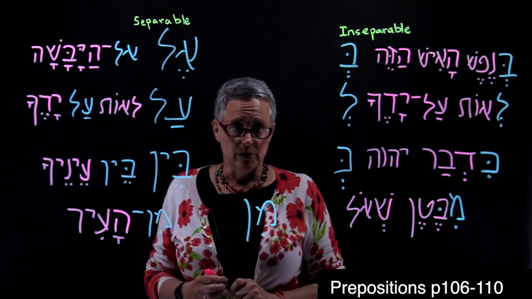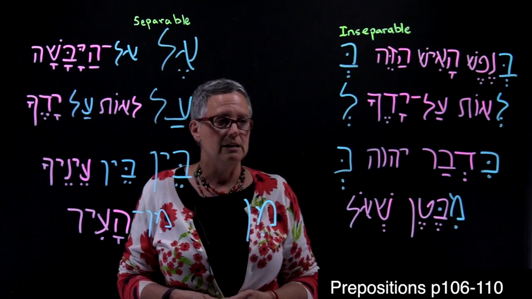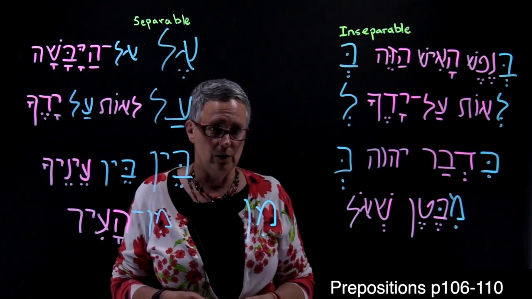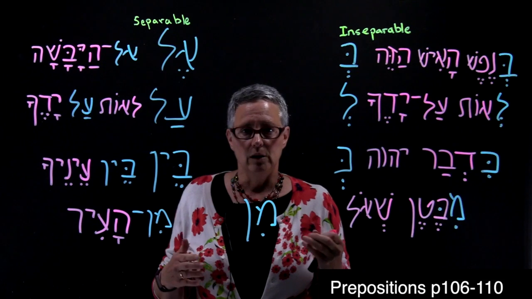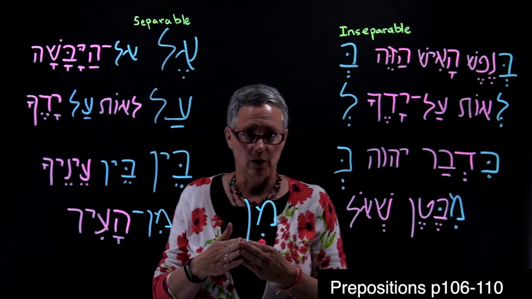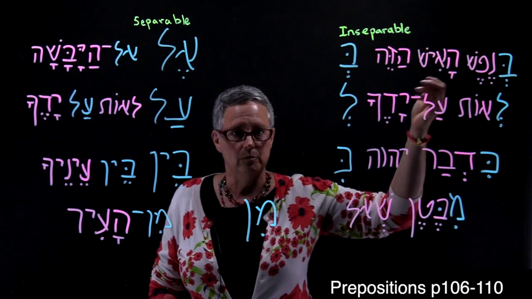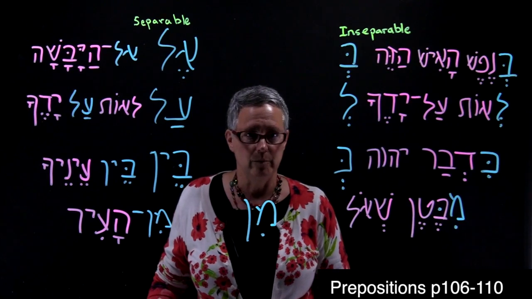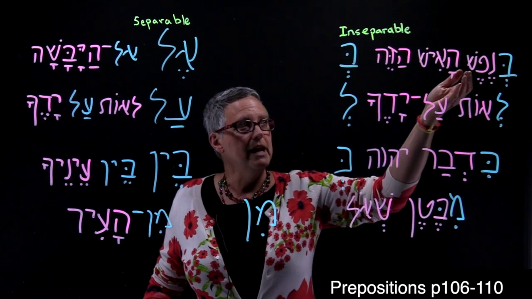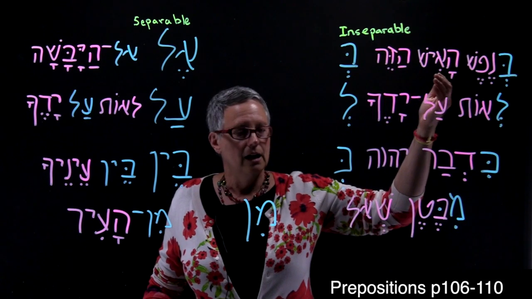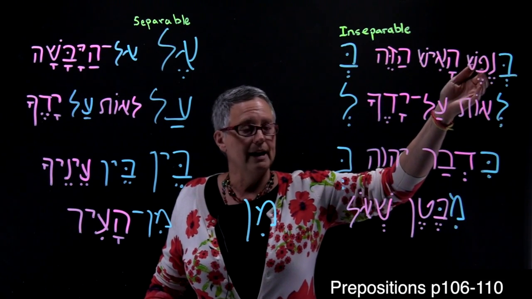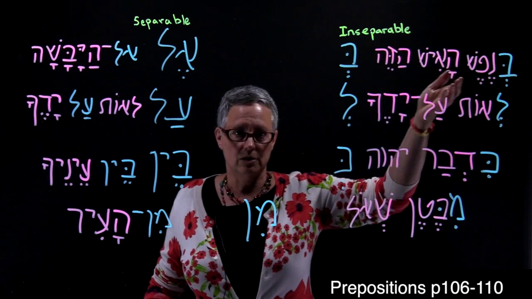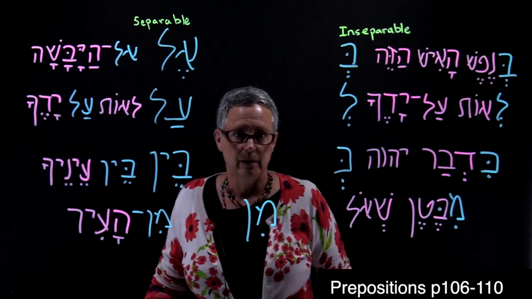Some examples of inseparable prepositions, and they often are a single letter: B, L, and K are the ones that we're showing here. They will be attached to another word. So in this example from Jonah, when the sailors are praying to the Lord to be spared because of Jonah's sin, benefesh ha'ish hazeh would be on account of the soul of the man, this one. So on account of this man's soul.